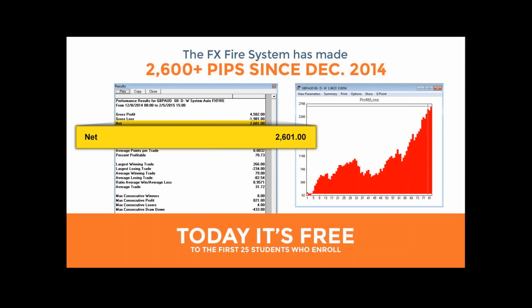Since December of last year, just 2-3 months ago, we captured 2,600 pips. Right, at a standard account, that is roughly 26,000 US dollars, and we are going to be giving some of these systems away today. And so once again, if you like what you see and you want to be one of the ones that get it, I'll show you how you can do so a little bit later, right? So with that being said, let's move on.